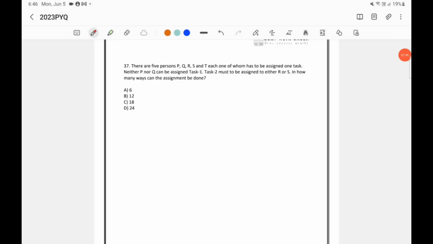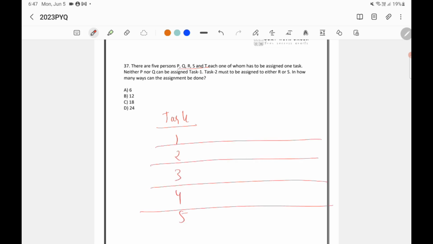So let us move on to the next question here. There are 5 persons P, Q, R, S and T, each one of whom has to be assigned one task. Okay, so we have 5 tasks because there are 5 persons, right? And we have to assign one task to each. So there are total 5 tasks, 1, 2, 3, 4 and 5. Now let's read the next one. Neither P nor Q can be assigned to task 1.